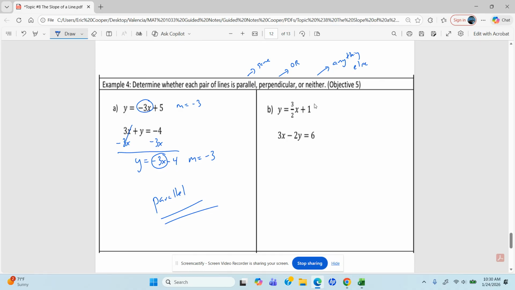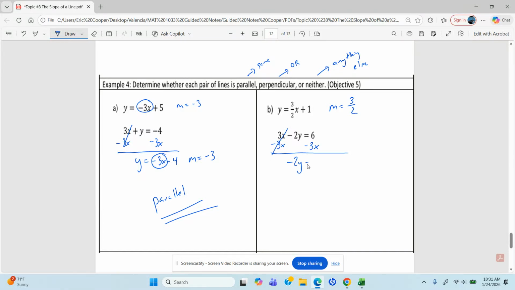Let's take a look at B. Again, the first equation's already set up, y equals mx plus b. So I can go through and identify the slope. The slope here is 3 over 2. The second line, not set up. So let's solve it for y. In order to get rid of a positive 3, I have to subtract the 3 from both sides.